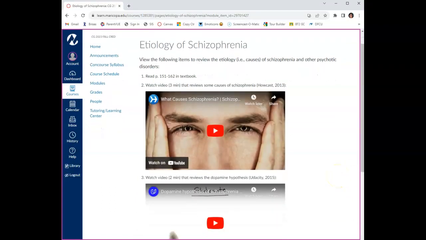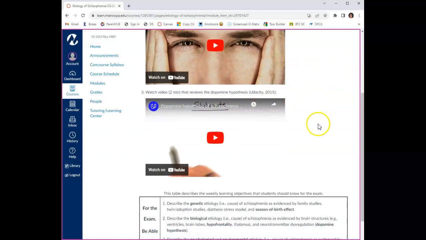The third section is etiology of schizophrenia. This section reviews the genetic, biological, psychological, and/or environmental causes of schizophrenia and other psychotic disorders. Please read the designated pages in the textbook and watch the assigned videos here.